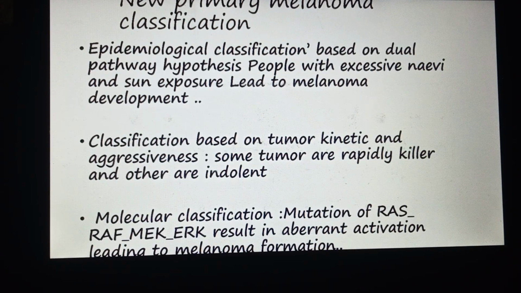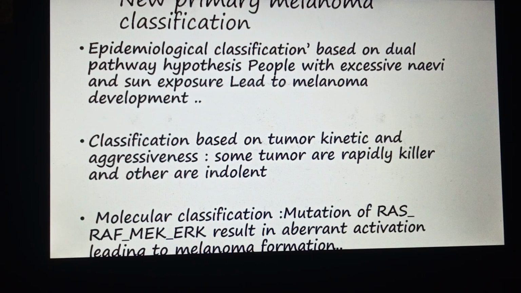New primary melanoma classification. There are three main new primary melanoma classifications. Number one is the epidemiological classification. Second is the classification based on tumor kinetics and aggressiveness. And third is the molecular classification. We will discuss the first one, the epidemiological classification. Based on the dual pathway hypothesis, people with excessive nevi and sun exposure will develop melanoma.